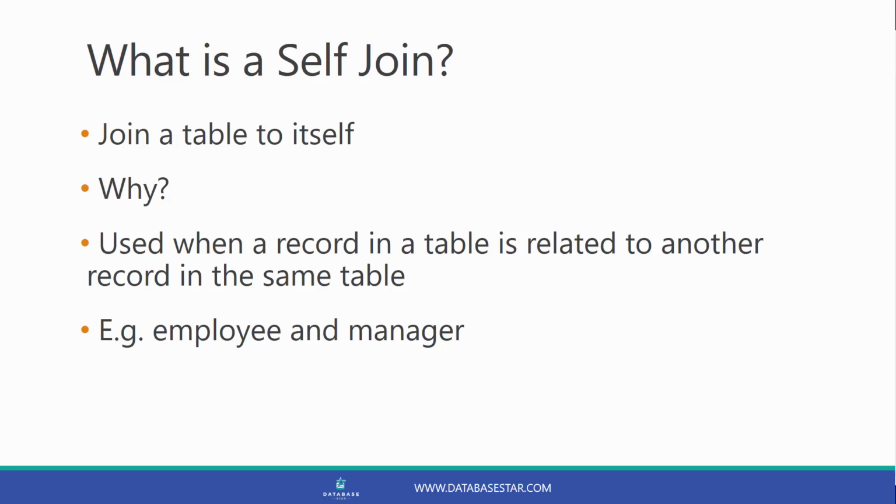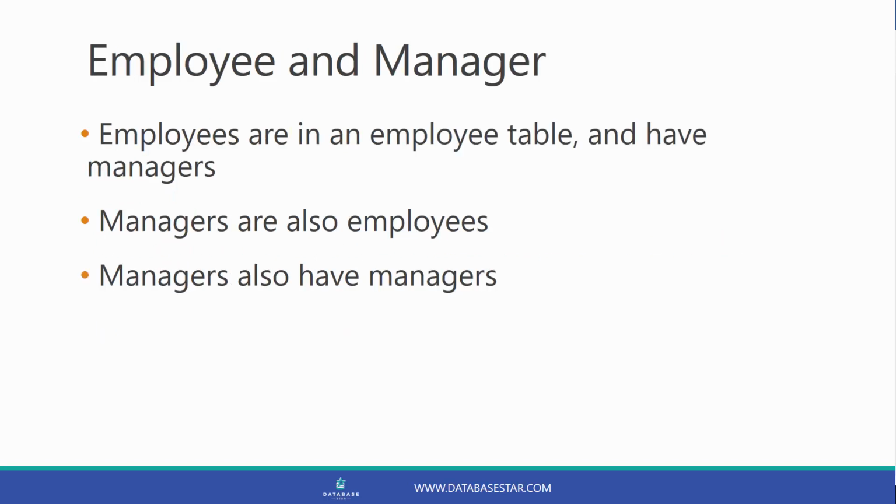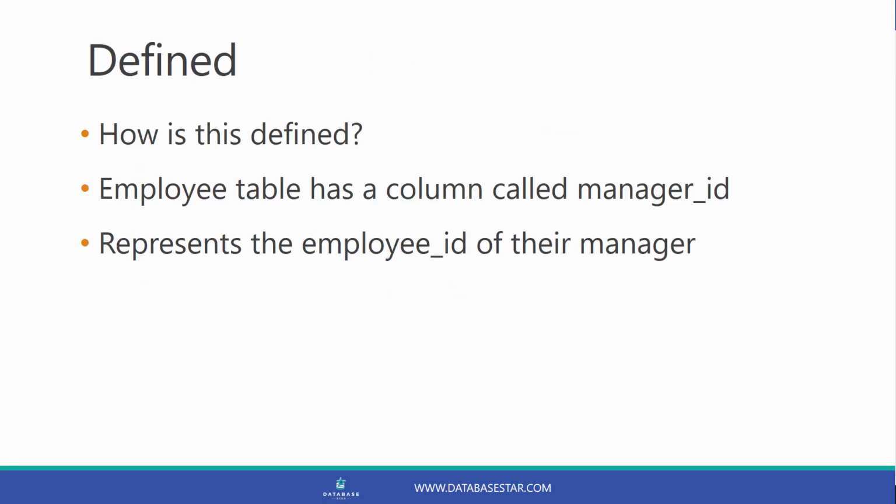It depends on your data structure. It's used when a record in a table is related to another record in the table. It's common for employee-manager relationships. Let me explain. Employees are listed in an employee table, and employees have managers. But managers are also employees, and managers also have managers. So how is this defined?